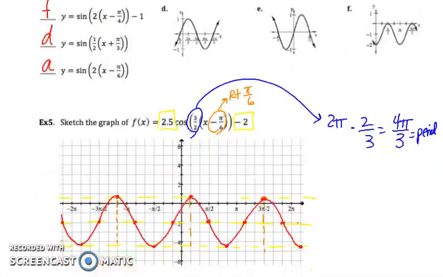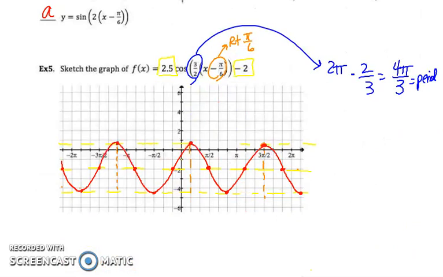Hopefully you did. And on your cosine curve, did you shift your midline down 2 units? Did you stretch your graph up 2.5 and down 2.5 from the midline? Did you shift your graph to the right, pi over 6 units? Did you adjust your period to be 4 pi over 3 units? And then did you start the cosine curve at its maximum? And did you continue it all the way through the entire graph? So hopefully you did, and it looks like this.